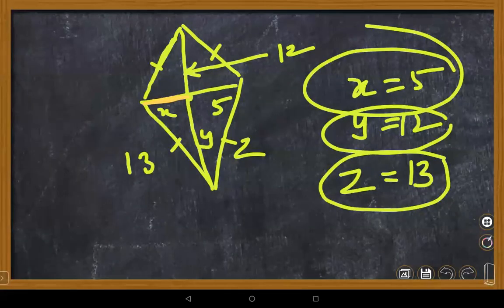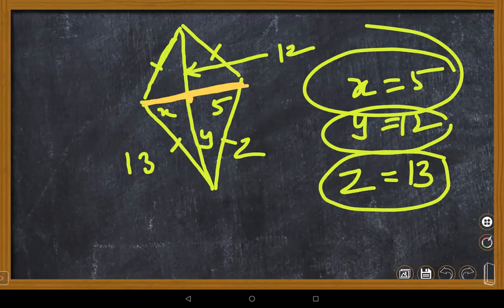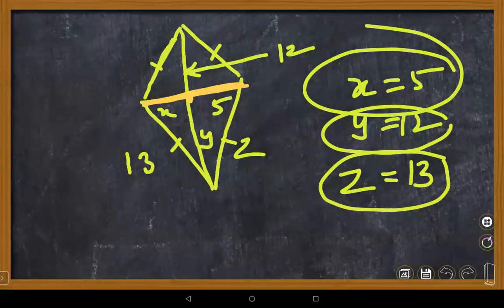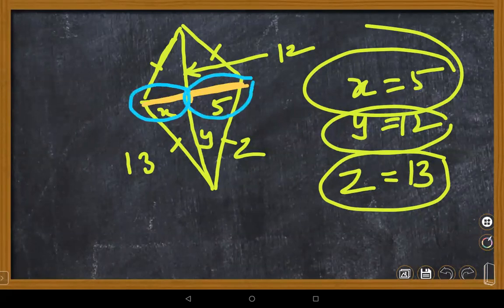Ma'am, we know that diagonals perpendicular bisect. That means diagonals divide equally into two regions. This region is given as x, one portion is x. This region is given as 5 centimeters. So x and 5 both are equal, right? Yes, ma'am. That's why she is telling x equals 5.